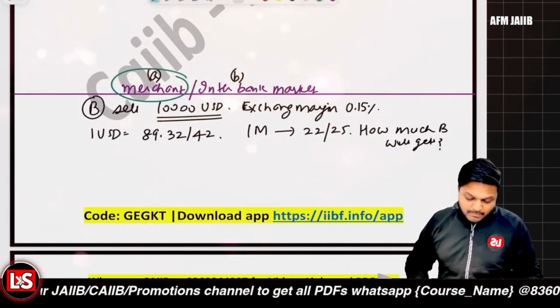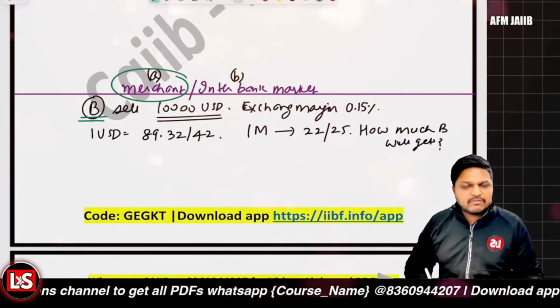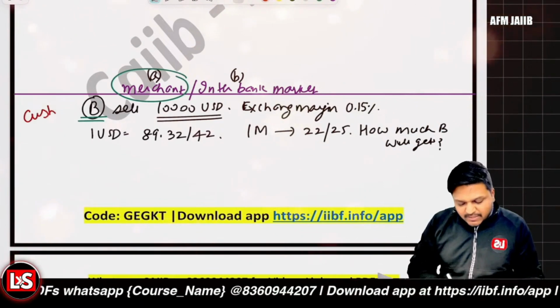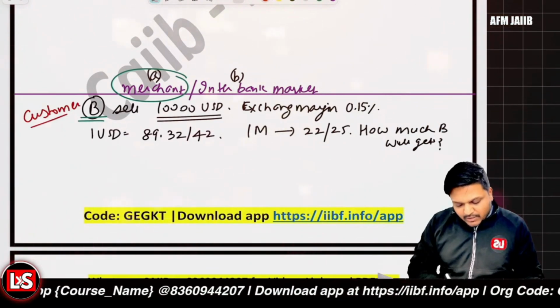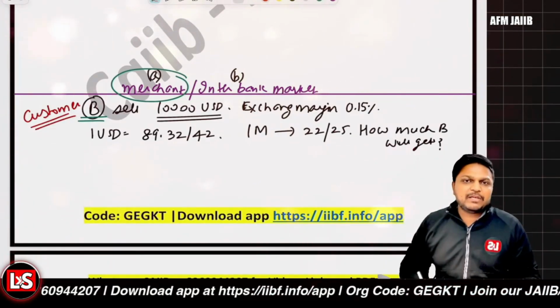Why? Because B wants to sell and B is not a bank. So B is what? B is a customer. And when the customer is dealing with the bank, what rate would be applicable? It will be the merchant rate that will be applicable.